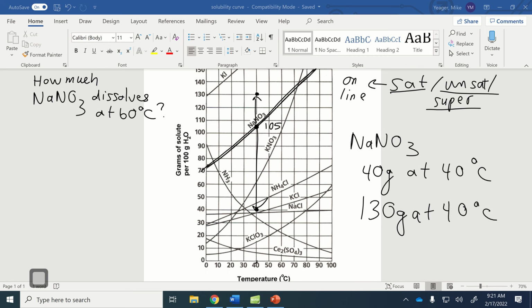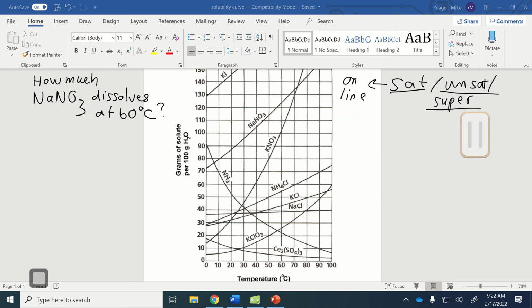So I would give you a mass, a temperature, and a chemical, and you would just have to find that data point and focus on the one line. I think that's the biggest thing with these graphs. There's a lot of lines on here, and a lot of things you can get distracted by. You just have to pay attention and go, I'm only focusing on the NaNO3 line, not the KNO3, not the NaCl or anything else like that. Okay?